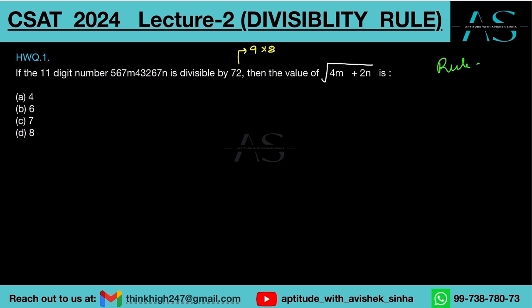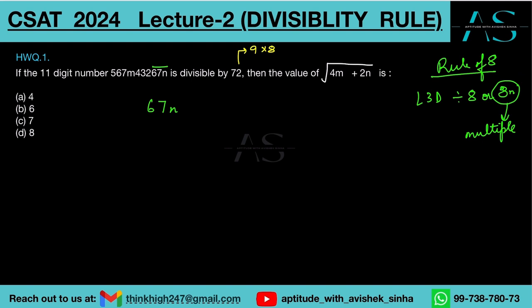The rule of 8 says we only focus on the last 3 digits of the number. And if the last 3 digits of the number is divisible by 8, or in the form of 8n, what is 8n? 8n simply represents a multiple of 8. That is, it could be 8 into 1, 8 into 2, 8 into 3, something like that, right? So I take out 6, 7 and n because these are the last 3 digits, and the number that we have is 6, 7 and n.